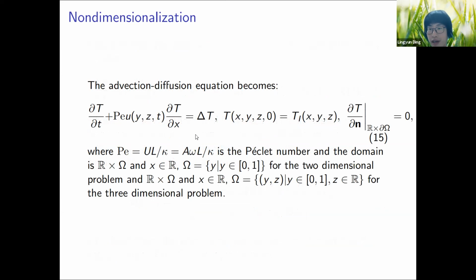Then let's take a look at the advection-diffusion equation. This is the non-dimensionalized equation, and here we introduce the Péclet number, which is defined as the velocity times L divided by the diffusivity. Here the domain is R times omega 0. That means x is a real number, omega here is y belonging to this closed interval, and z is any real number.